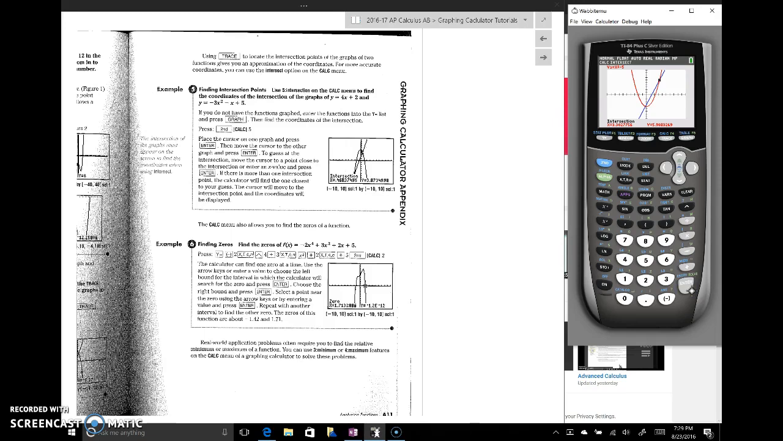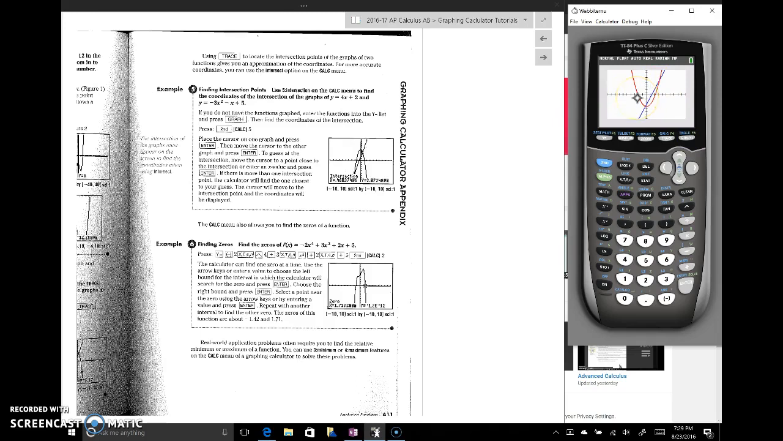So we're going to put the cursor close to the intersection, press enter, and there we go. That's the intersection. And again, if I need these values, I can go back to the home screen and I can get those values directly from the x or the y variable. That was our y location for that intersection point. Okay, let's try another thing. So we can go to the graph.